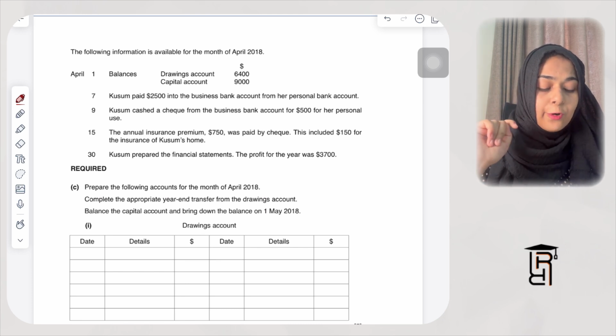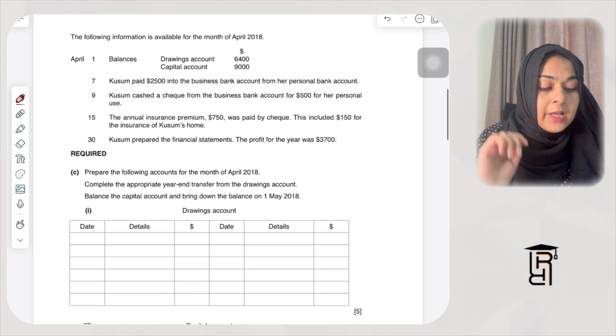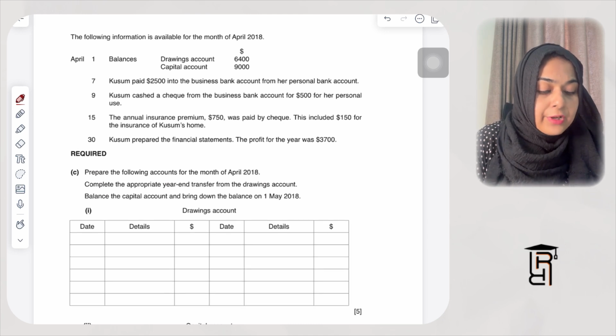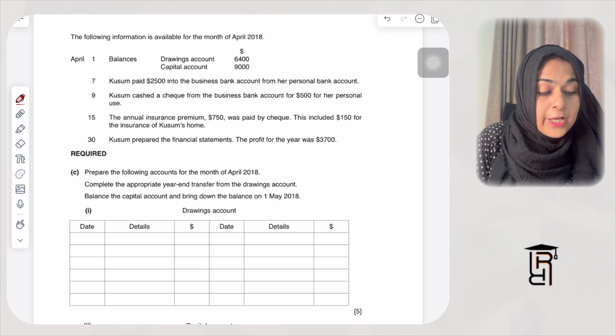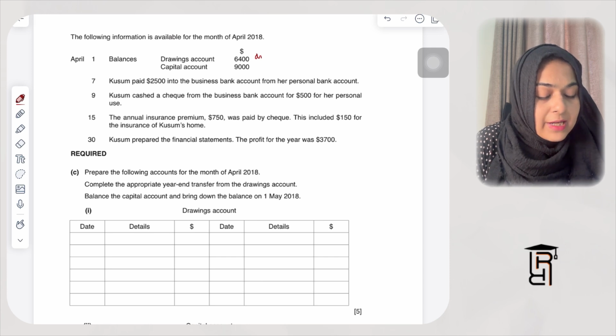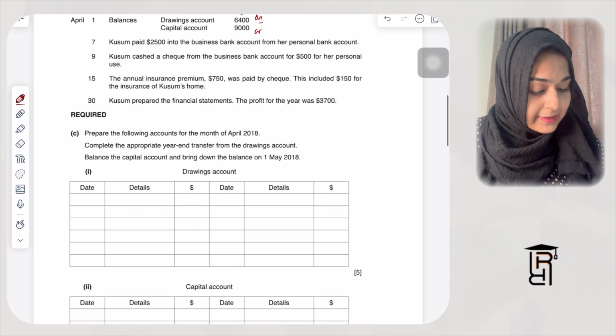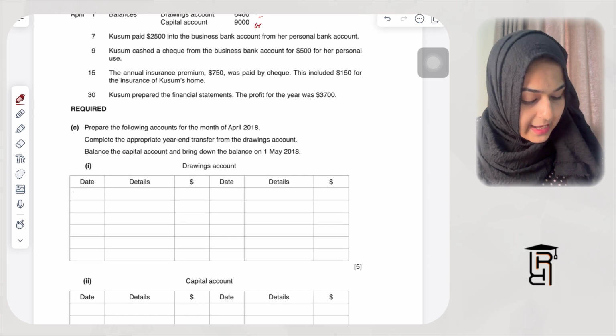So they are saying here the following information is available for the month of April. They have given you $6,400 balance in the drawings account, and the capital account balance is 9,000. Drawings is always debited, so drawings will have a debit balance. Capital is always credited, so capital will have a credit balance. So we are going to record this as our balance.